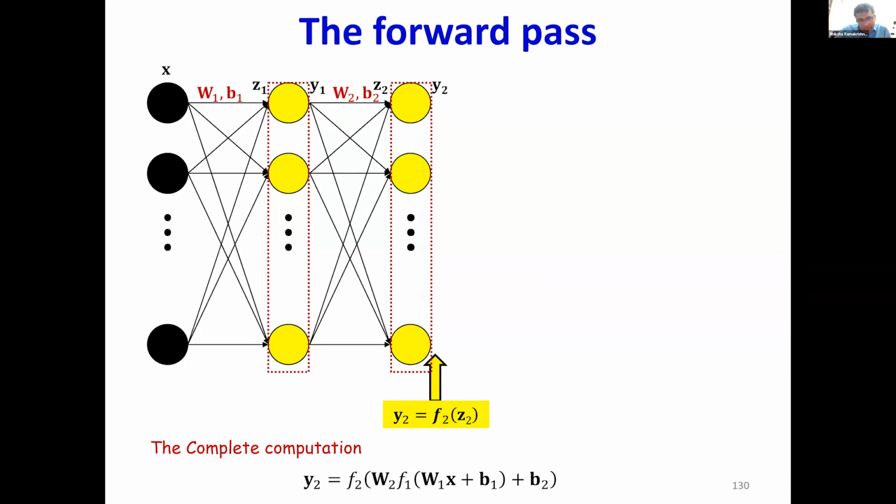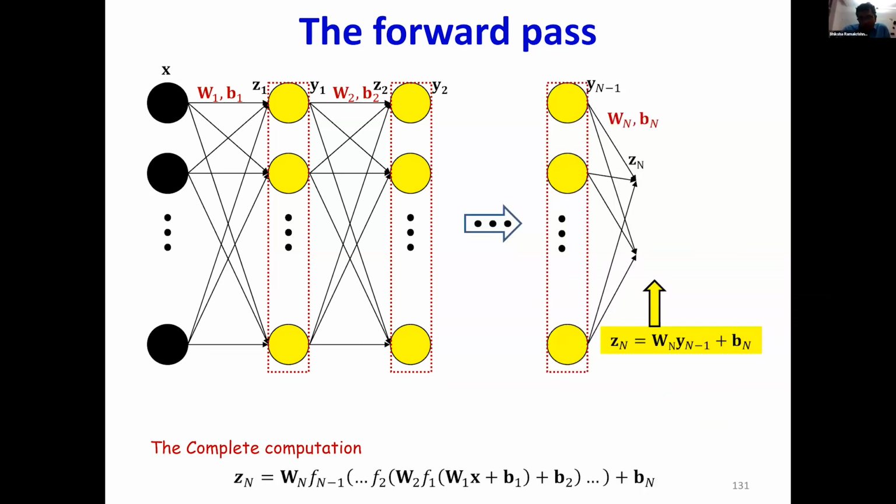So what will Z3 be? What's Z3? Because I have the Y2s, I want to compute the next Z's. What will Z3 be? It will be W3 Y2 plus B3. So lovely, right? So simple, right? And what's Y3? F3 of Z3. So wonderful. And so on.